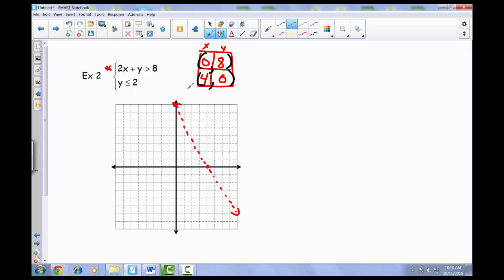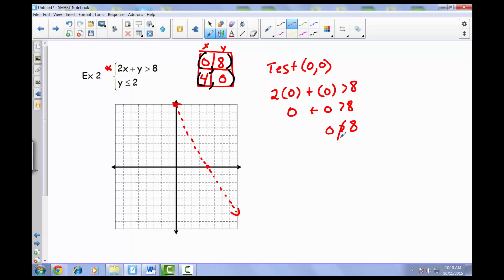Now, we have to go ahead and test a point to see if we're going to shade below this line or above it. Testing the origin 0, 0 is a very, very nice test point to actually choose. So is 2 times 0 plus 0 larger than 8? 2 times 0 is just 0, plus 0 is 0. Is that larger than 8? Unfortunately, no, it is not. 0 is not larger than 8. We tried this test point 0, 0, and it did not work out. That means that all of these other points underneath would not work out either, and we'd have to shade them the other way. So then that would be our shaded region for the red line.